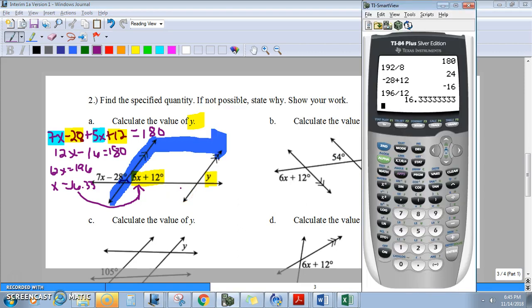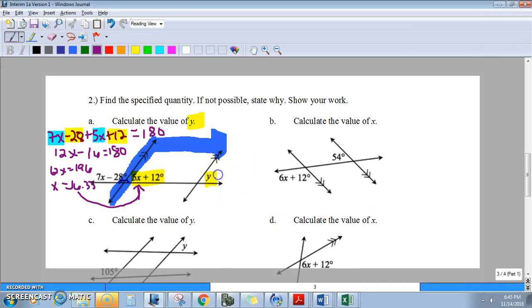So we can just do that in the calculator. It is 5 times 16.33 plus 12, and we get 93.65. So y is equal to 93.65 degrees.